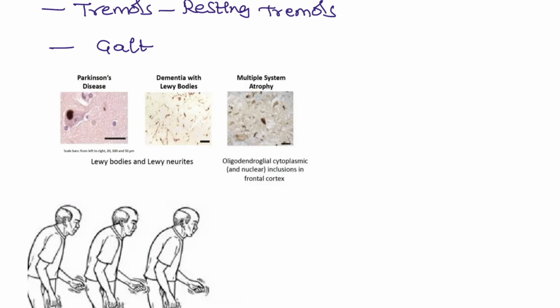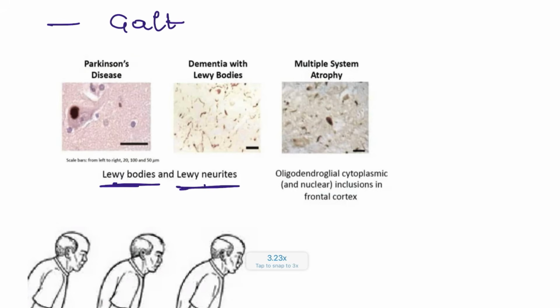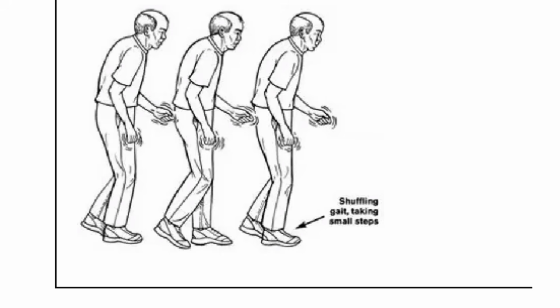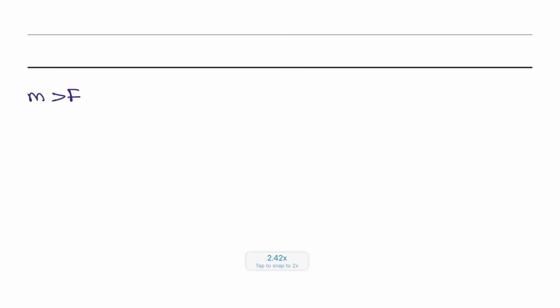Under the microscope, you are going to see Lewy bodies. Lewy bodies are seen in this patient, along with alpha-synuclein. So gait abnormalities, shuffling gait or taking small steps, will be seen in this patient. Next, coming to the treatment, how are you going to treat this patient? The best drug of choice for this patient is levodopa, but levodopa has severe side effects. So to prevent these side effects, we are going to add carbidopa.